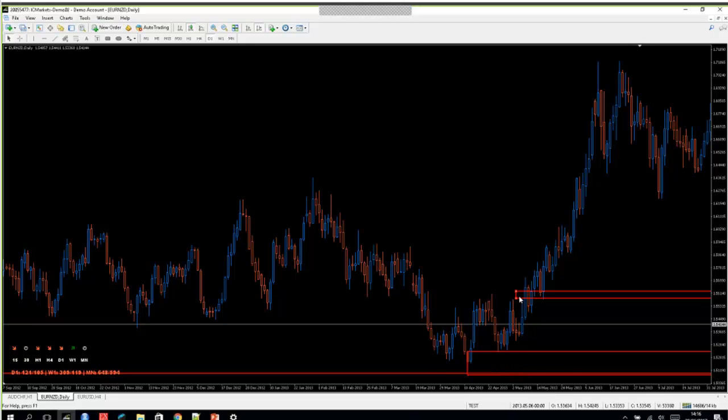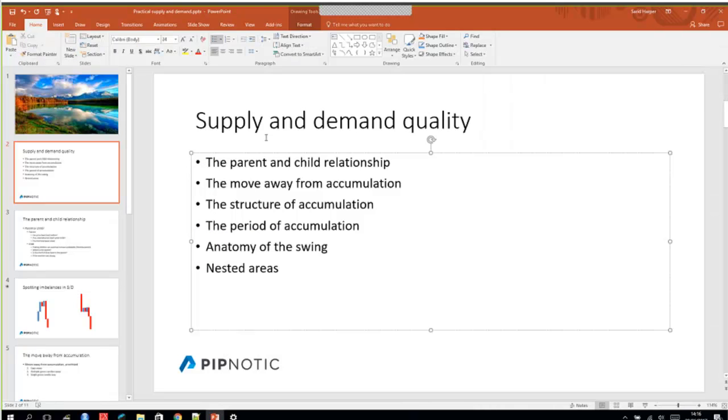Well, you have to consider a few things here. And we have this list here. And these are some of the questions that you want to ask yourself when you're looking at these areas of supply and demand. We have something here called the parent-child relationship. What is the parent and child relationship?